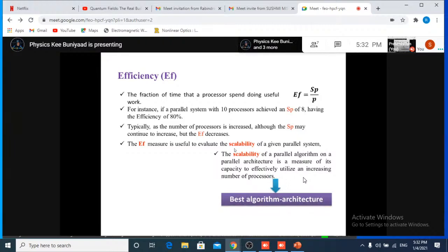It will give you the best algorithm architecture just by determining the optimal number of processors that you can use to get the maximum possible speed. Once you know the minimum number of processors that help you to get the maximum speed up, then your task is done. You will get a best algorithm architecture. So scalability plays an important role when we deal with parallel algorithms. So we must care about the scalability.